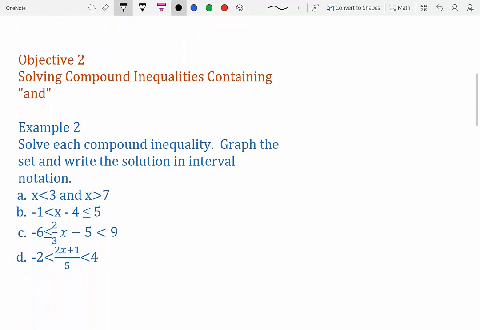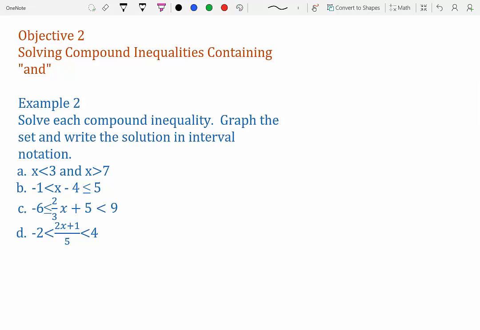Alright, objective 2. Solving compound inequalities containing and. So we're going to solve each compound inequality, graph the set, and write the solution in interval notation. Okay, so for A, we have x is less than 3 and x is greater than 7.